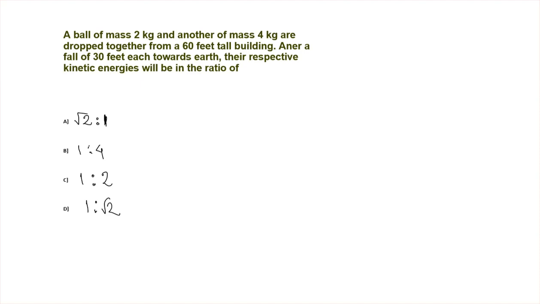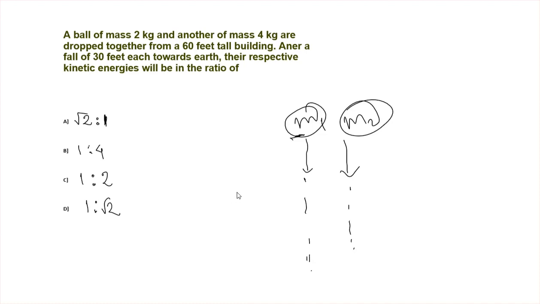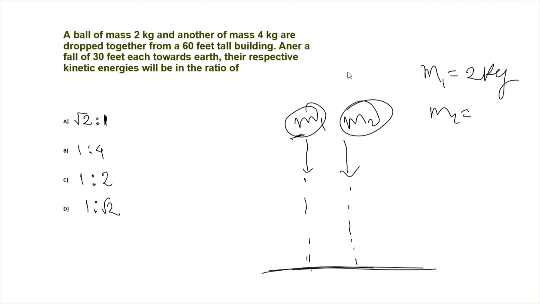Okay, so if we draw that, from this level two balls are dropped. So one is 2 kg, another mass is... so their masses are m1 and m2. Okay, so after a fall, they will strike the ground. So this is the assumed ground. Okay, so m1 has been given as 2 kg and m2 has been given as 4 kg.